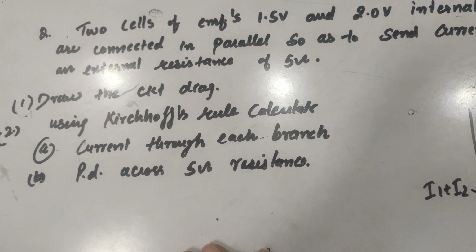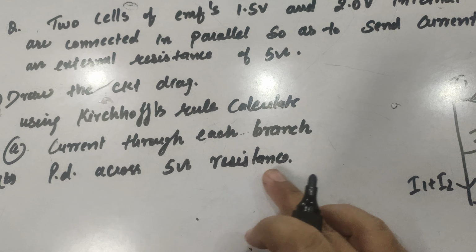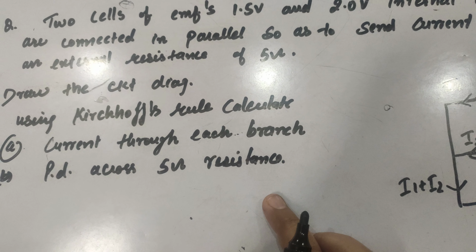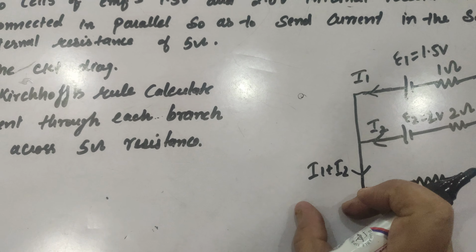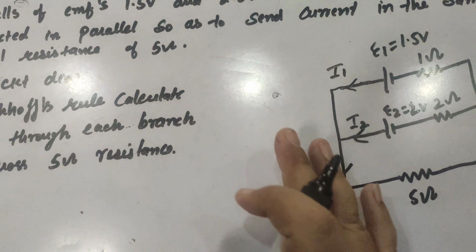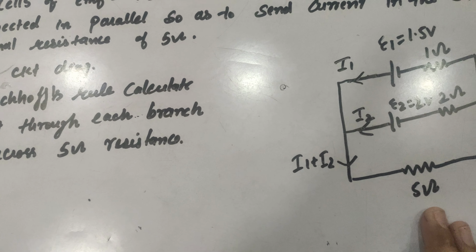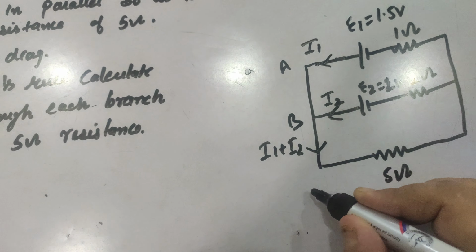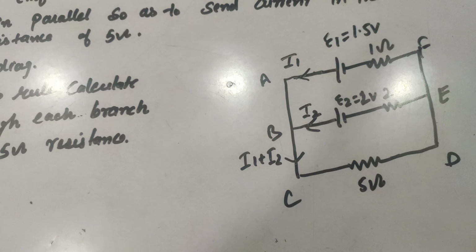Now what is our second point? We have to find out the current through each branch and the potential difference across the 5 ohm resistance using Kirchhoff's law. To find the potential difference across 5 ohm, we need to find I1 plus I2. It means we basically need to find I1 and I2, then put the value here and get the value by using the formula V is equal to IR. Right, now let us name the points A, B, C, D, E and F.